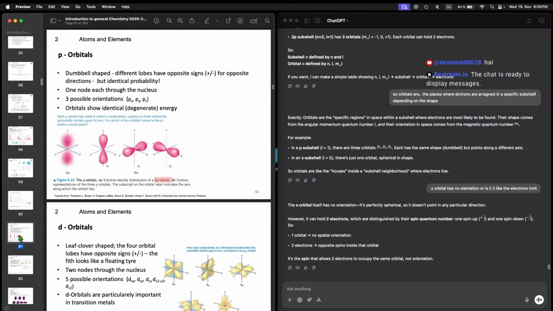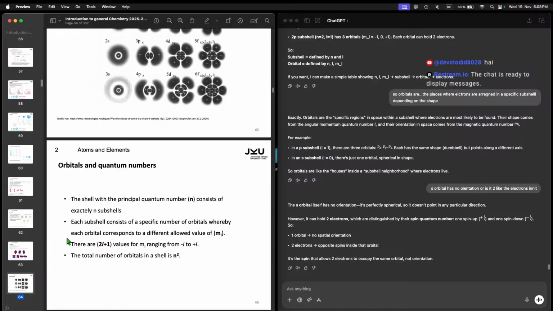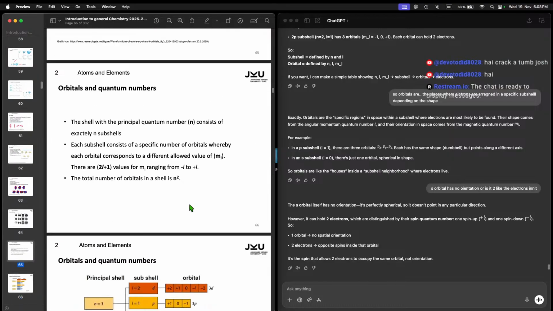Yep, orbitals. F orbital, atomic orbitals and quantum numbers. The shell with principal quantum number n consists of exactly n subshells. Like if the principal quantum number is 4, then it's going to be s orbital, p orbital, d orbital, and f orbital. Is that how it works?